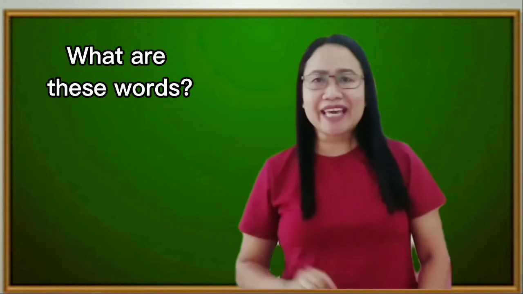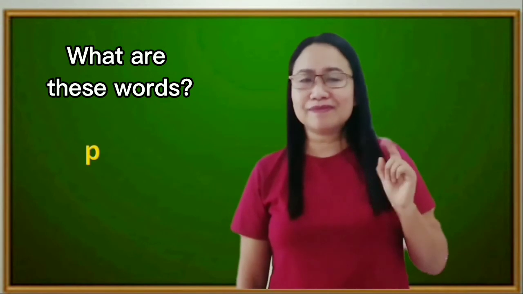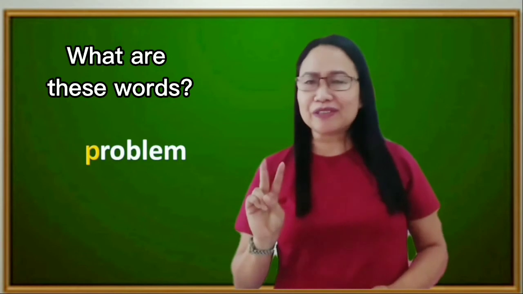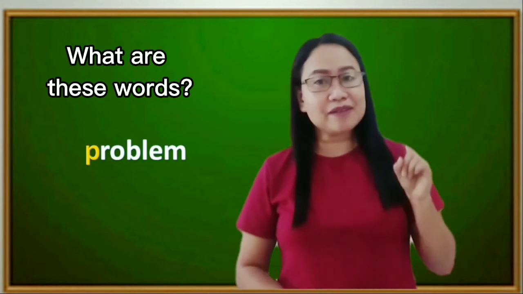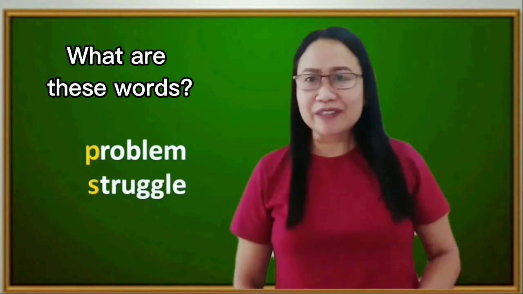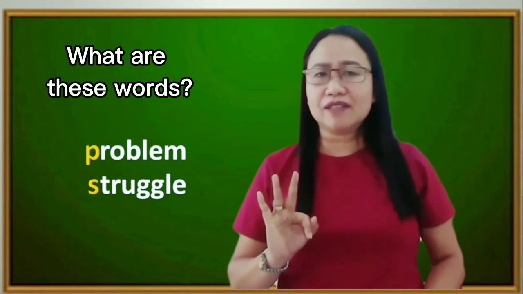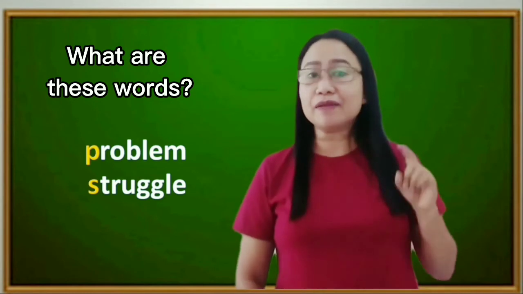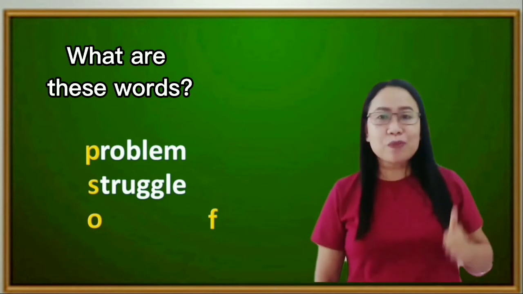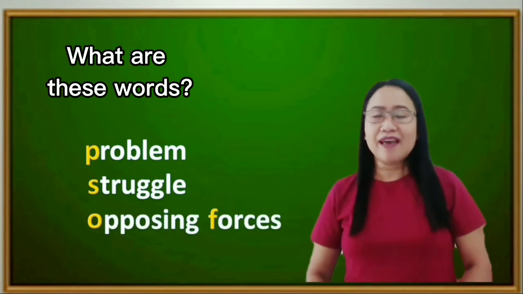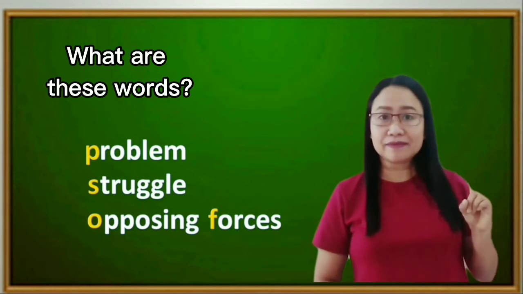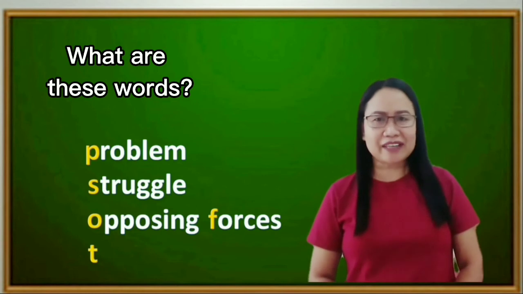First, begins with P. Correct, problem. Second, begins with S. Correct, struggle. Third, two words beginning with O. Correct, opposing forces. And lastly, a word beginning with T. Correct, tension.